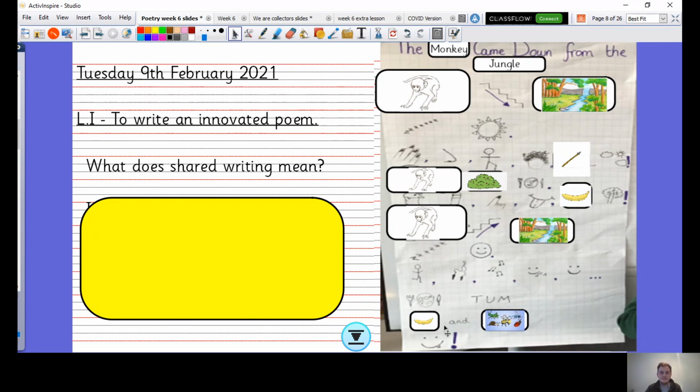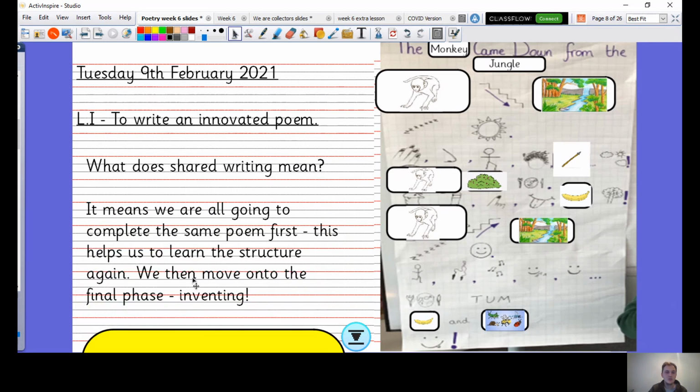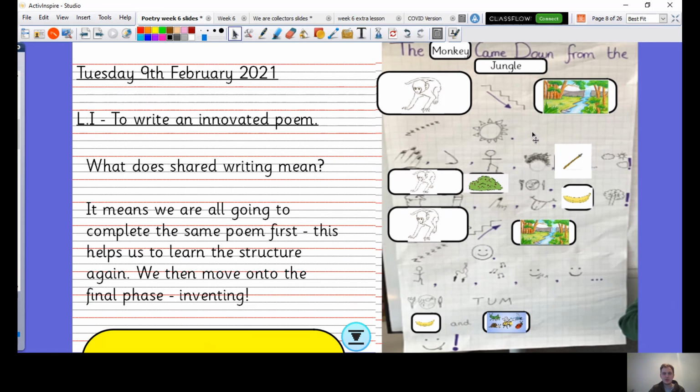Excellent. So remember, I said to you at the start, we're doing shared writing. Now, I asked you, what does that mean? Okay, now shared writing, it means we're all going to complete the same poem first. And you might be thinking, what? I didn't get to create my own. Don't panic, because you absolutely will. This just helps us to learn the structure again. And then we'll move on to the final phase of our talk for writing, which is the inventing phase, just before half term.